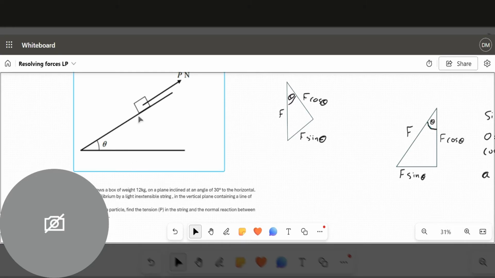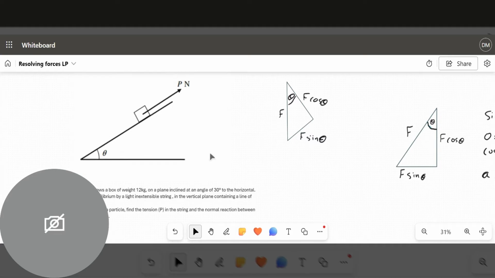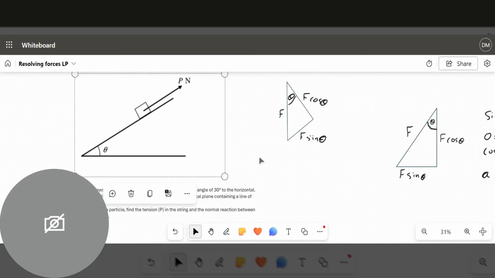So the box is a particle. We're trying to find the tension in the string, which is called P, and the normal reaction between the box and the plane. So first of all, I need to draw some forces on my force diagram. It's got the tension on there for me.